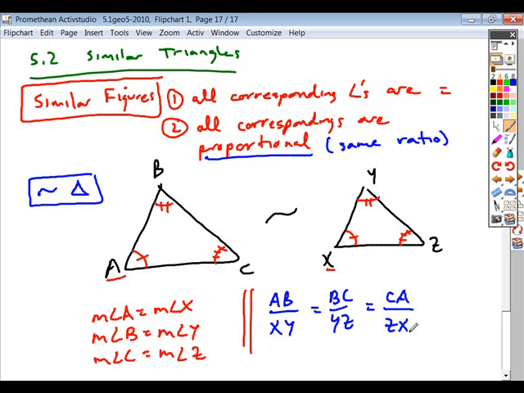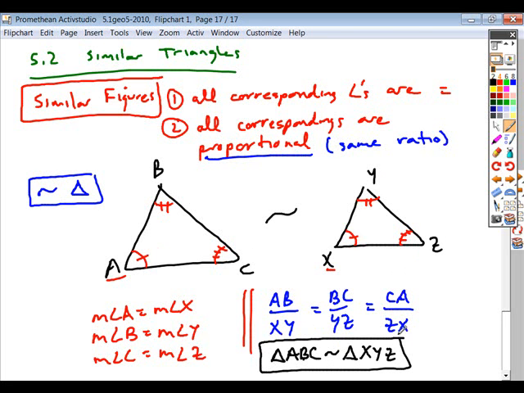And just like congruence patterns, you can write a similarity statement. Depending on which order you put your terms in the front, you just need to make sure that your points line up on the back side. And so, again, A corresponded with X, so we need to start with X. The middle term B corresponds with Y, and the last term C corresponds with Z. And so this would be our similarity statement for this set of triangles here.